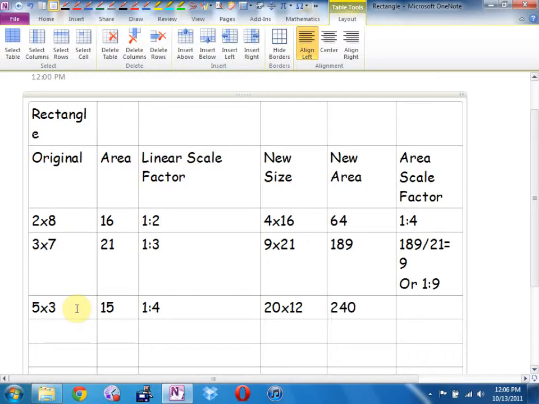What do you think the scale factor is going to be? You said you spotted a pattern. Take a guess. What do you think the area scale factor is going to be? Okay, he's not confident enough. He's going to check. So he's going to go new area divided by old area, and what do you get? You got 16. This is actually a 1 to 16.